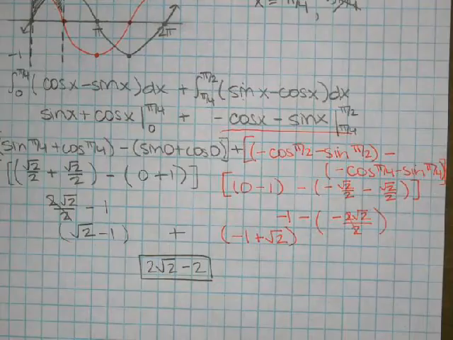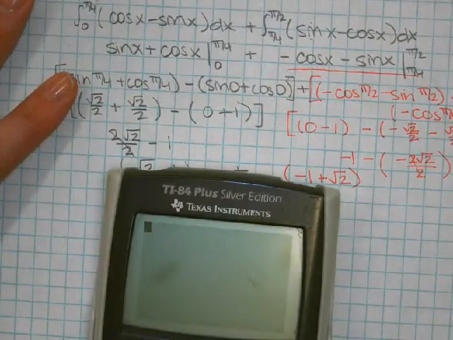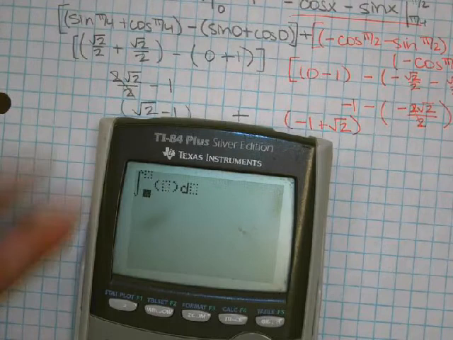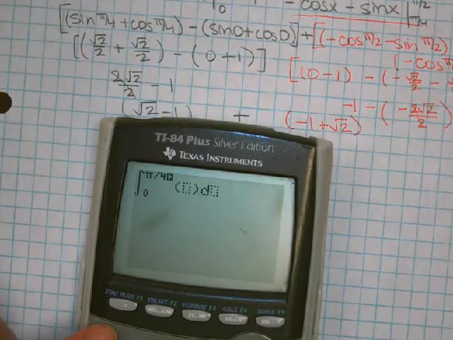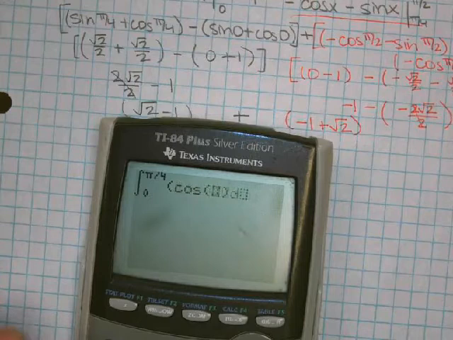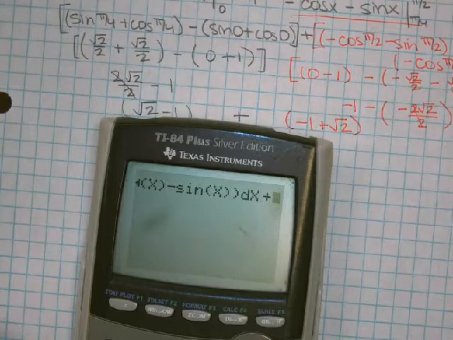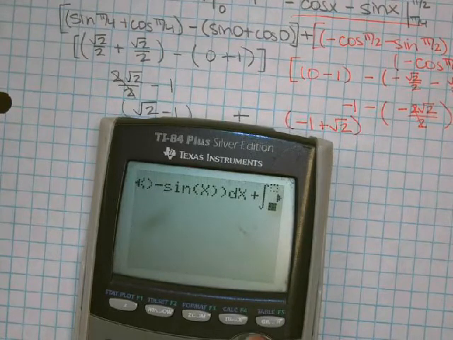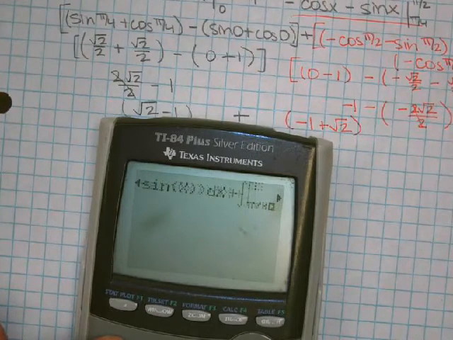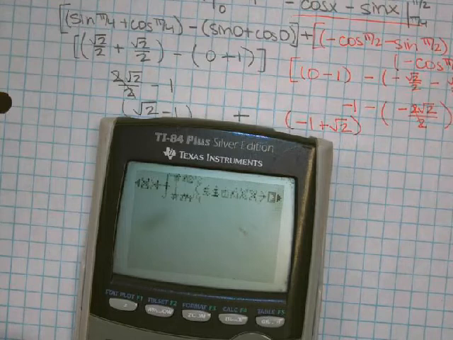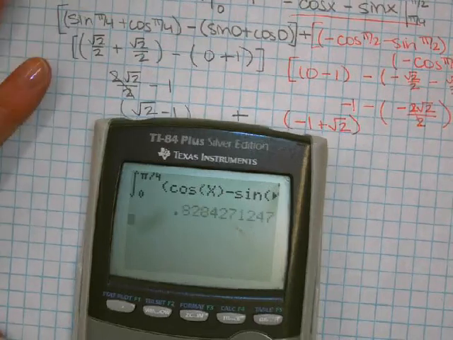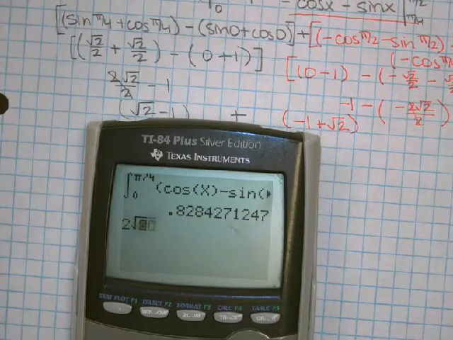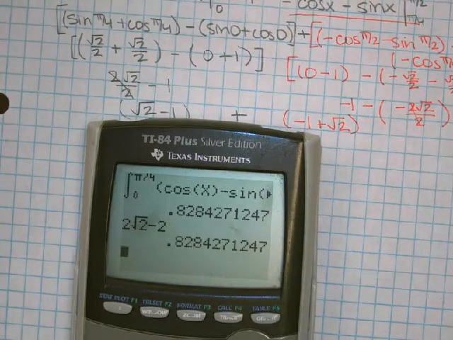All right, so just want to maybe double check and make sure I did this right in my calculator. So from 0 to pi fourths, I'm not plugging in the antiderivatives, I'm plugging in the original problem. And always be careful when you're using your sines and cosines to finish those parentheses, because we're not used to writing those out. The calculator puts them in for us. And here we've got sine x minus cos x dx. And then I just want to make sure that that's the same as 2 square root 2 minus 2. And it is, so that's good.